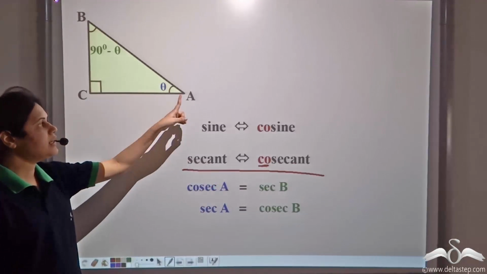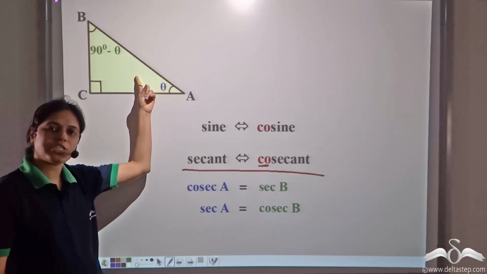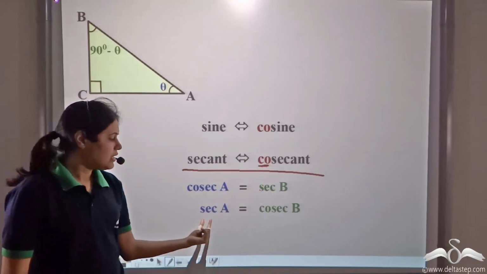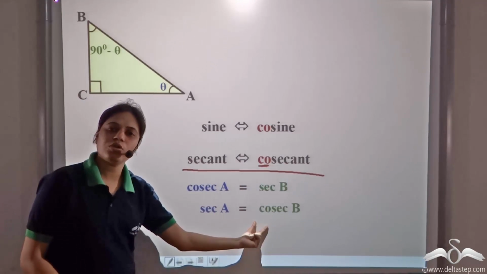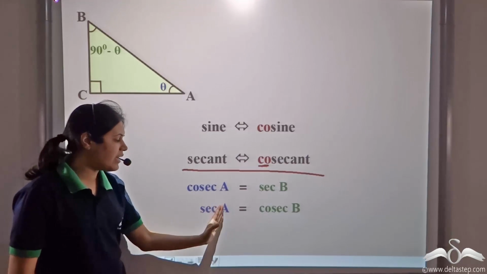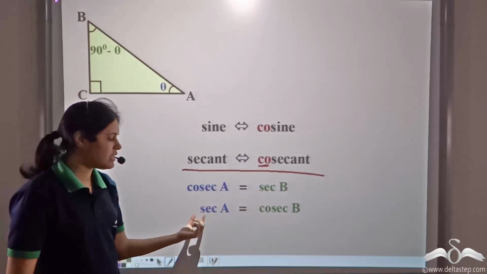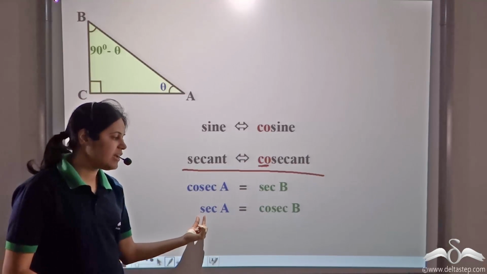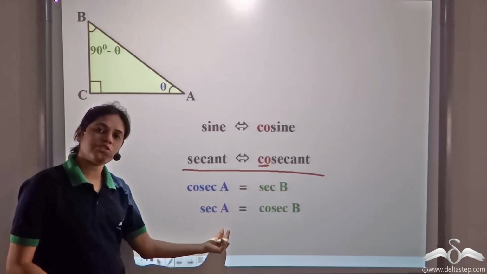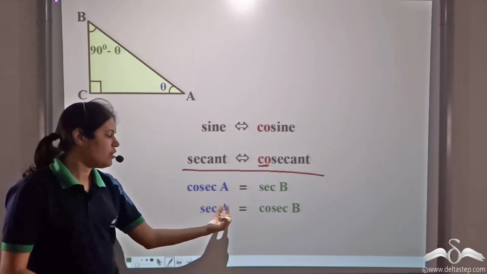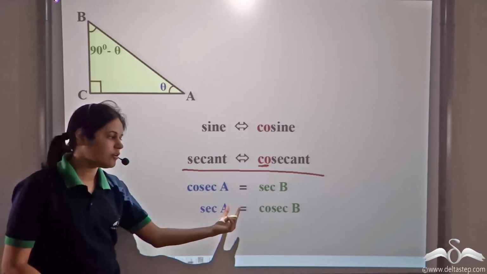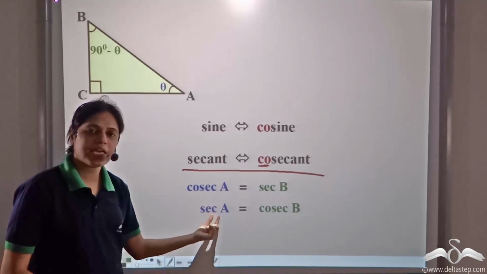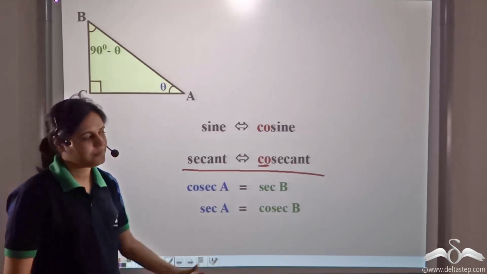So in this triangle, A and B are the complementary angles. So cosec A is equal to sec B. Sec A is equal to cosec B. So if the angles are complementary, we take the ratios also to be the complementary. Sec A is equal to the complementary ratio of the complementary angle. What is the complementary ratio of sec? Cosec. What is the complementary angle of A? B. So sec A is equal to cosec B.